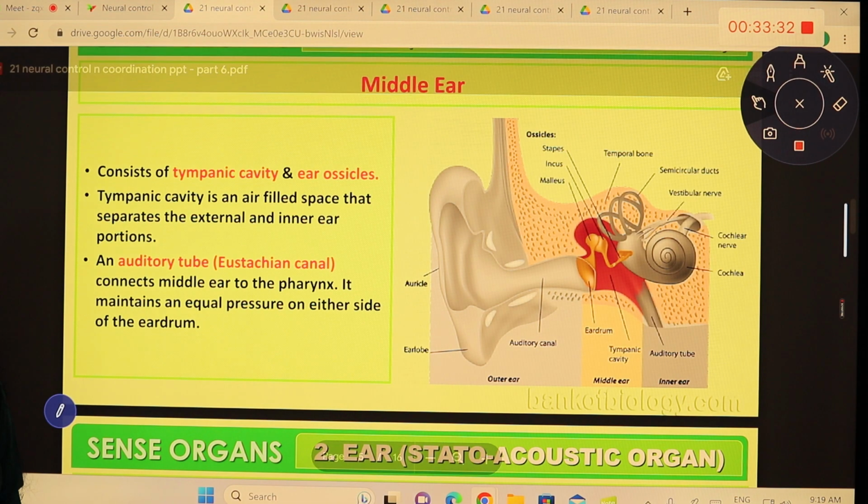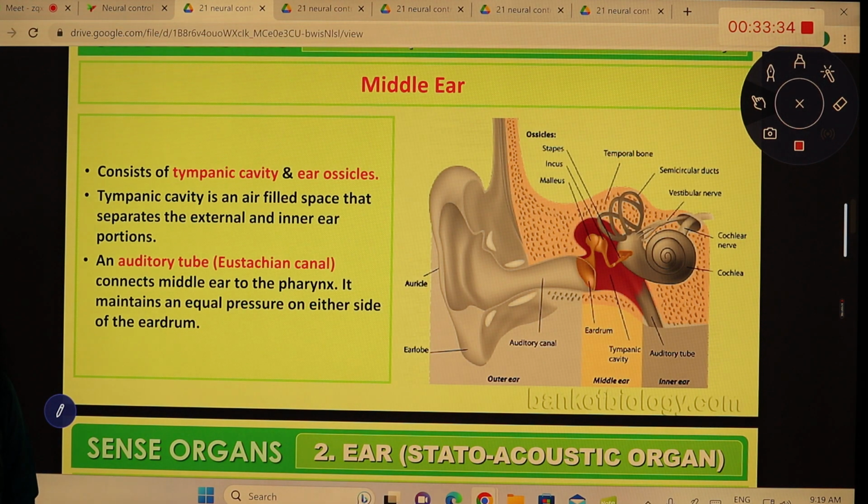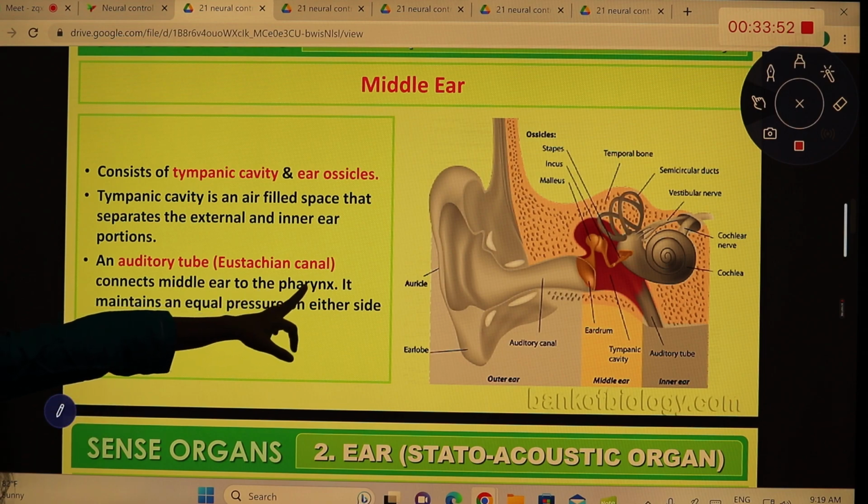So there is a connection between the ear and the pharynx. Sometimes when you cough, you will have a burning sensation in your ears. Why do we call them ENT specialists? Because ears, nose and throat are connected to each other. Via what? Via the eustachian tube. So what does it connect? It connects the middle ear to the pharynx.